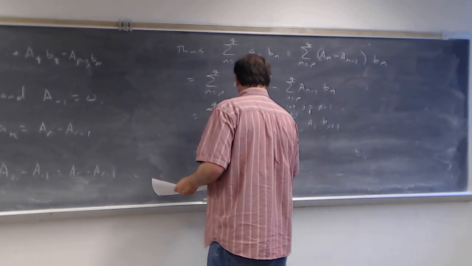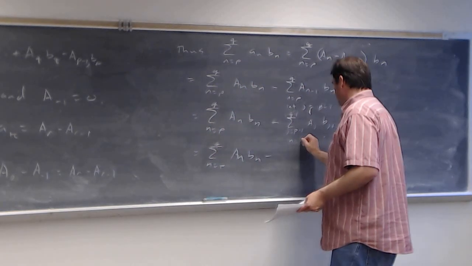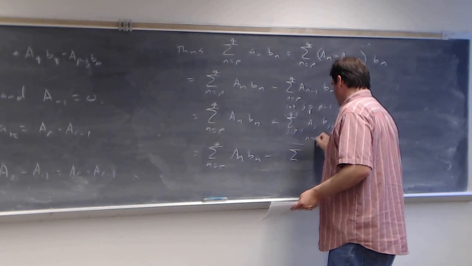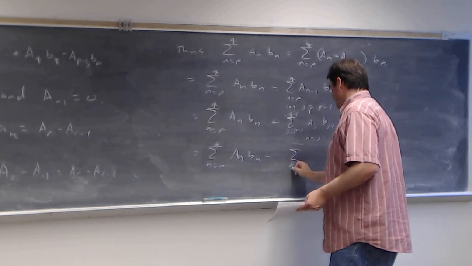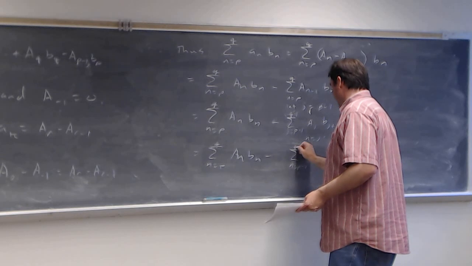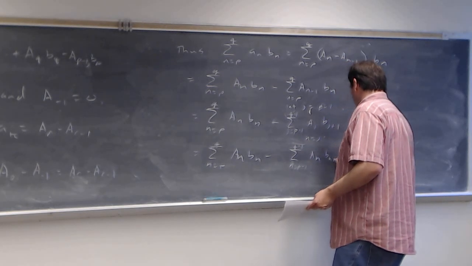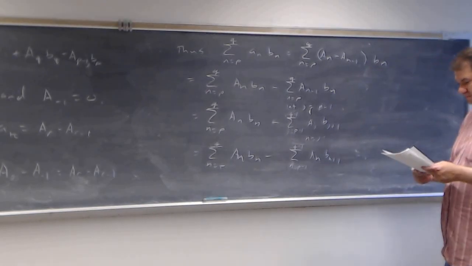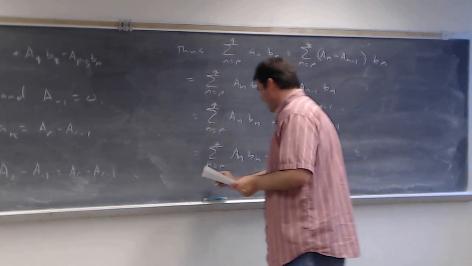So this is A sub n times b sub n minus, and here let's just let n be equal to j. We have the sum as n runs from p minus 1 to q minus 1 of A sub n, b sub n plus 1. That's what we have. Now, this is the last line.